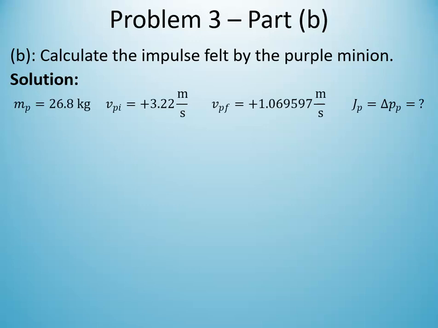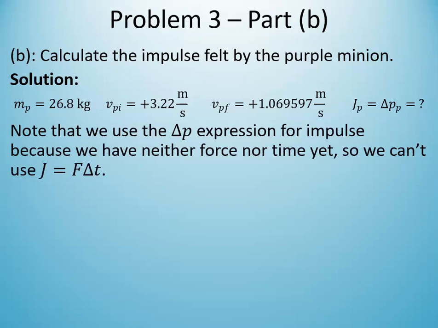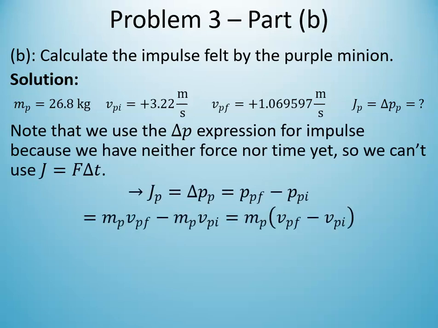Now part B, the impulse felt by the purple minion. That's the same calculation as in problem 2 that we just did a few minutes ago. And same types of givens, same types of equations. Impulse is change in momentum. Change in momentum is final momentum minus initial momentum. In this case, it's for the purple minion, indicated by the P subscript, and final and initial being by F and I subscripts. And again, momentum is mass times velocity.